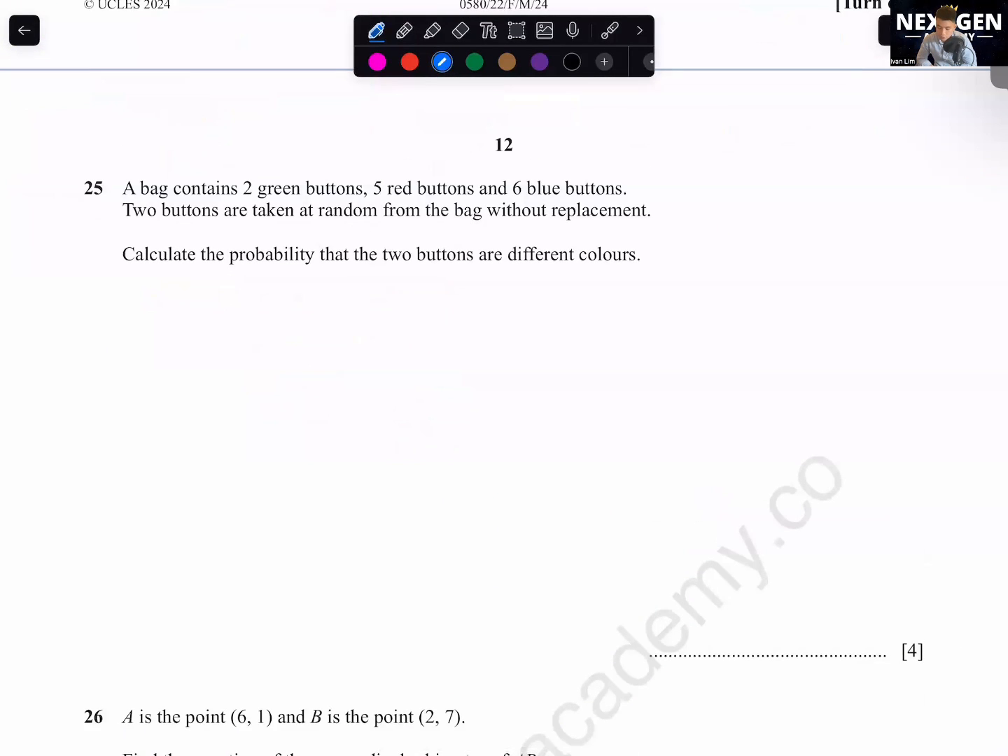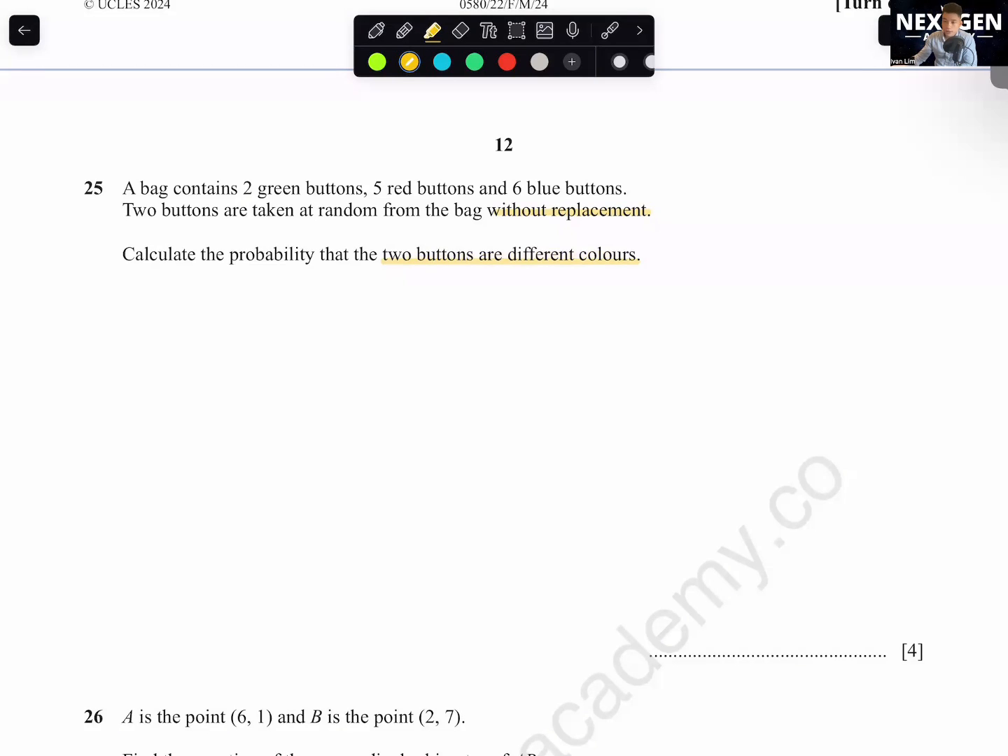Question 25. A bag contains 2 green buttons, 5 red buttons, and 6 blue buttons. 2 buttons are taken at random from the bag without replacement. This is a probability question. Calculate the probability that the 2 buttons are different colors. Okay, how to do this? 2 buttons are different colors. 2 ways to do this.